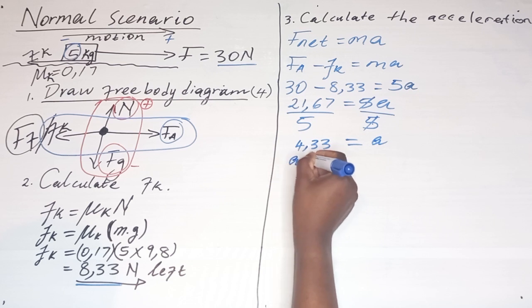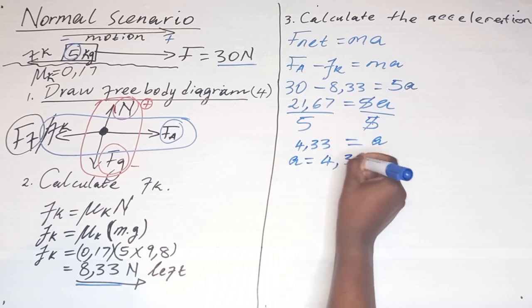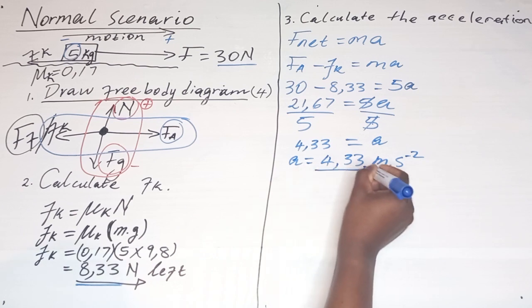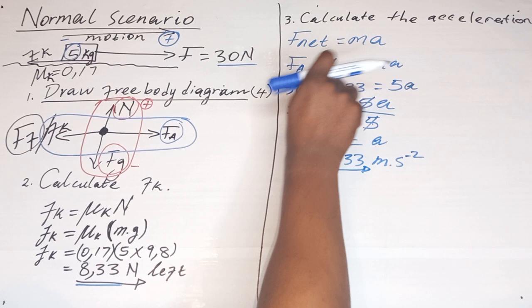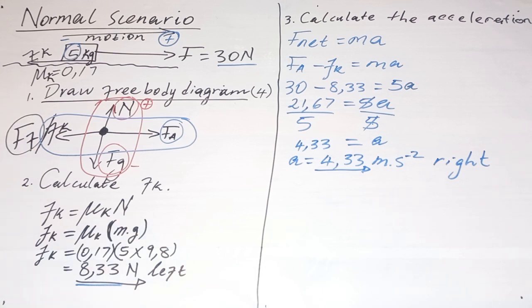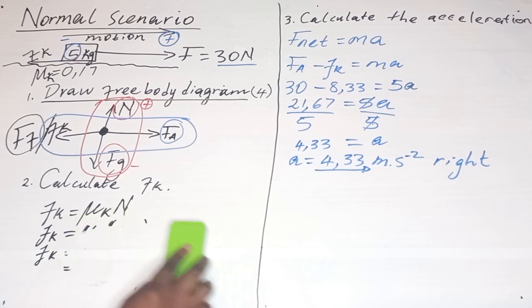So to put it in a proper manner, we're going to say a is equal to 4,33. Acceleration is in meters per second squared. In which direction? Our answer is positive. So which direction did we take as positive? It is forward, or you can say this is going to the right. So this is the simplest scenario that we are going to have, right? Having this simplest scenario, I'm sure you have grasped the basics of F net and calculating the friction, and how we find the normal force, right? So right now, let us move on to the next questions.